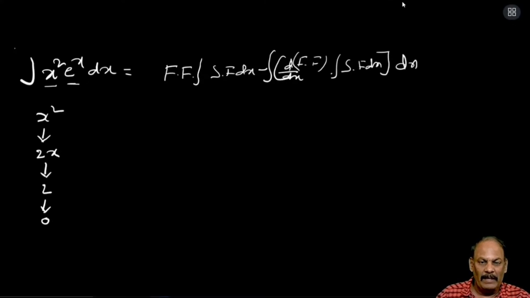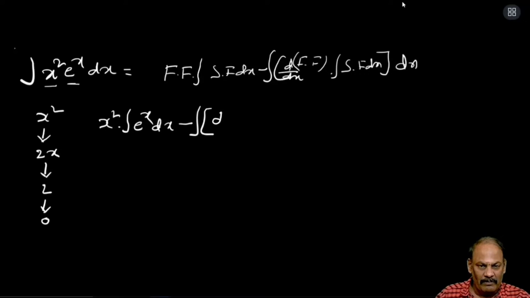Now we are applying in the formula. What is the first function here? X square into integral of e to the power of x dx, minus integral of differentiation of first function, x square, into integral of second function, that is e to the power of x dx, whole dx.